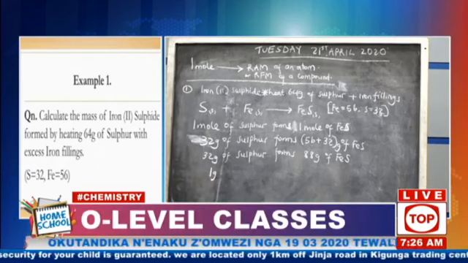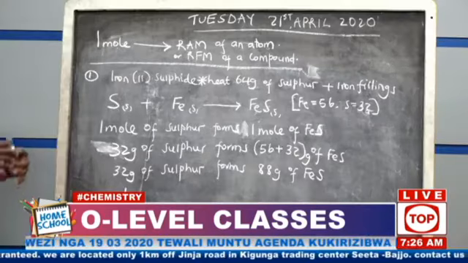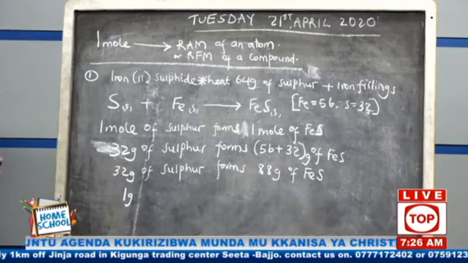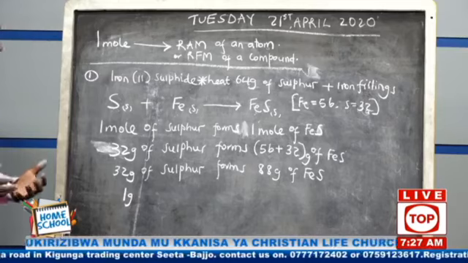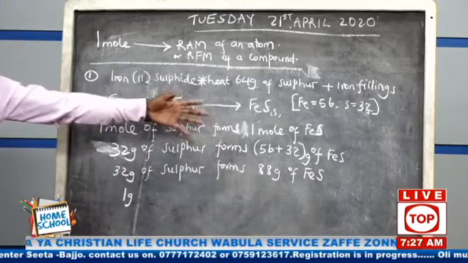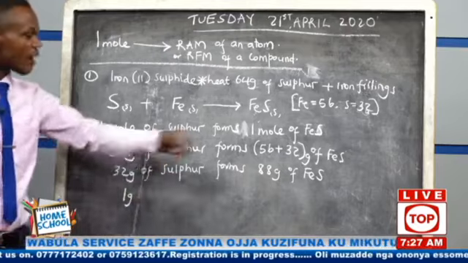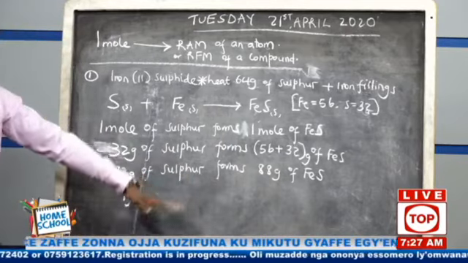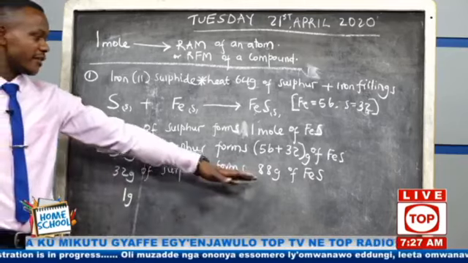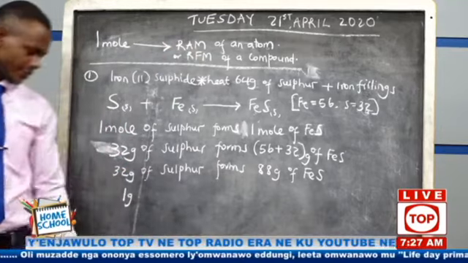If they are saying that 32 grams of sulfur, if you heat them, they will form 88 grams of iron 2 sulfide. Just like rice: if you heat it, it forms prepared rice, and with the spices the grams will increase. When you put rice in the saucepan it looks little, but after preparing it, it increases in volume. So if 32 can give 88 grams, what about one?